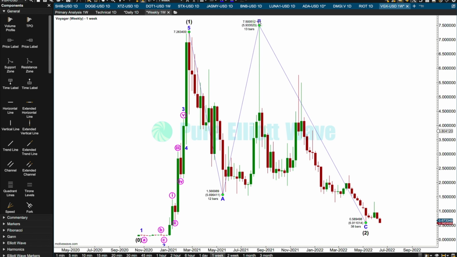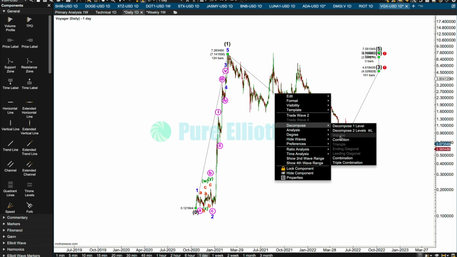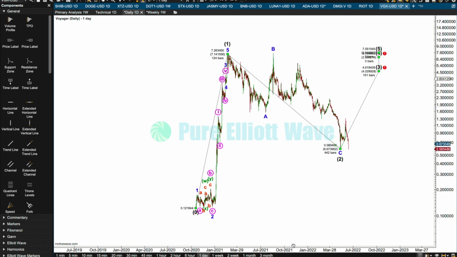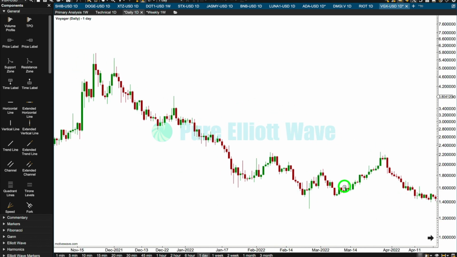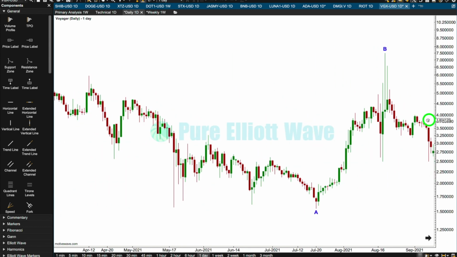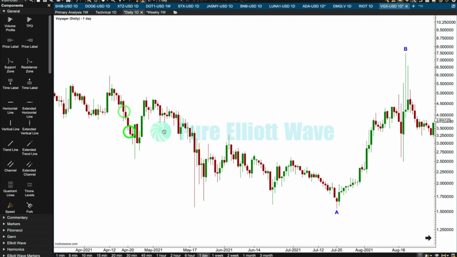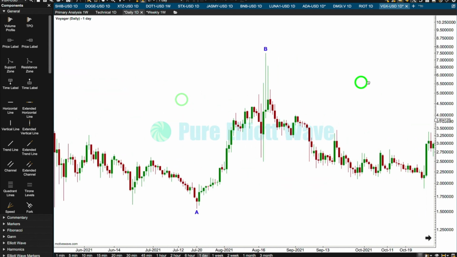Does C subdivide as a completed 5-wave structure? Let's have a look at that on the daily chart, because I think that's going to be where we can see the answer for Voyager. What a strong downward movement this is. Have we seen that before from this one? Yep, here not so much. Yeah, it's happened before.